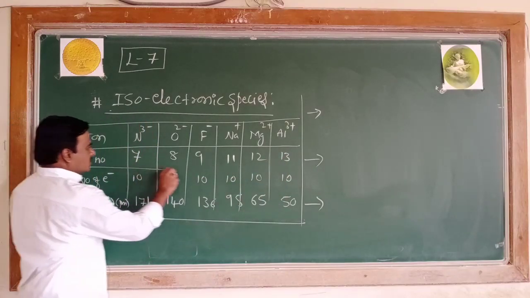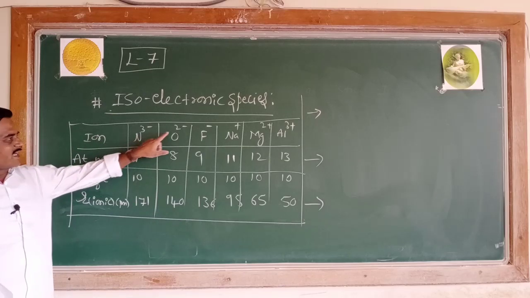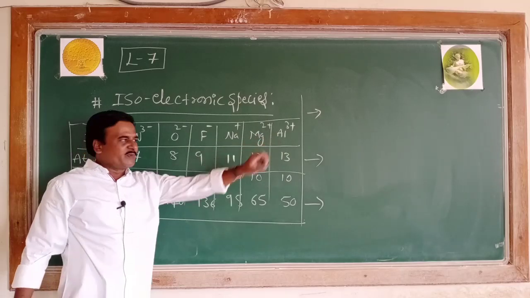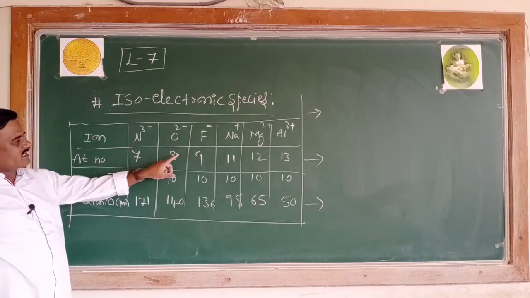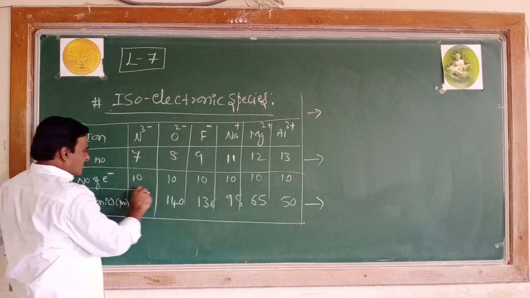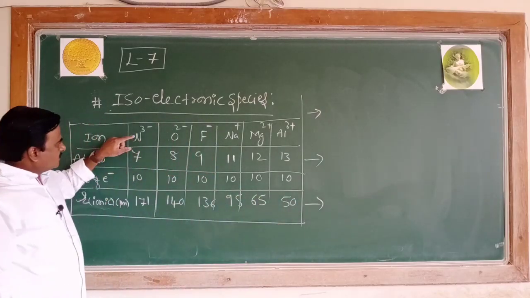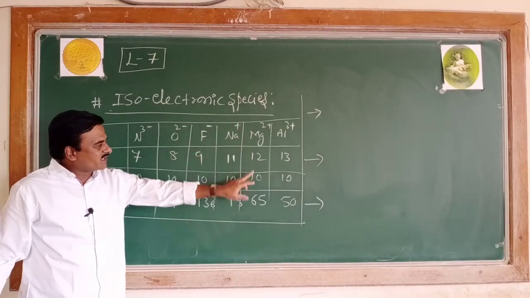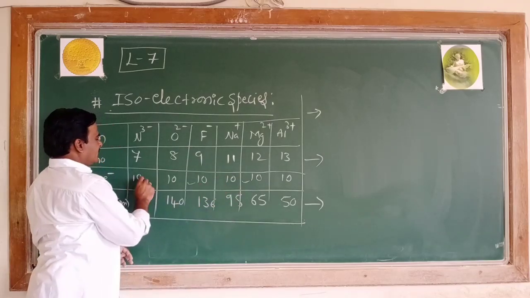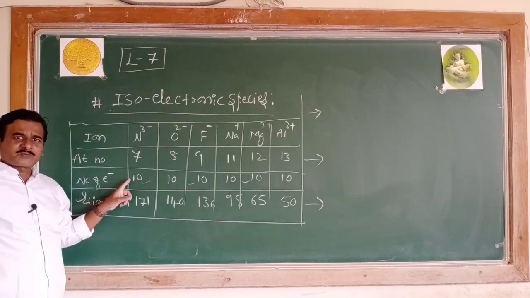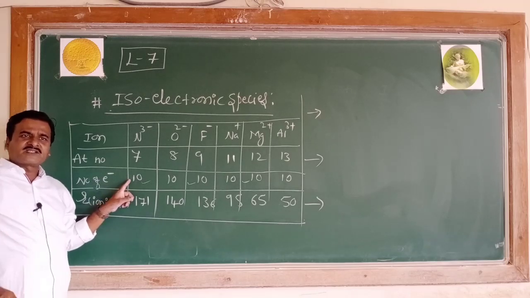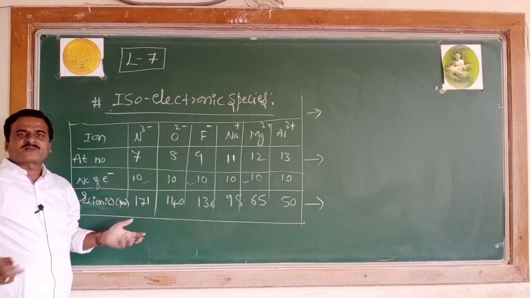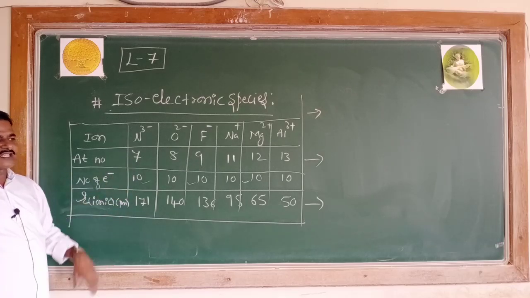So, the first row indicates the ions: nitride, oxide, fluoride, sodium ion, magnesium ion, aluminium ion. Atomic numbers 7, 8, 9, 11, 12, 13. Now the number of electrons. Now you see, this is an ion of nitrogen, an ion of fluorine, an ion of magnesium, but the number of electrons is 10, 10, 10. The chemical species belonging to different atoms are ions, but they contain the same number of electrons, and are called isoelectronic species.